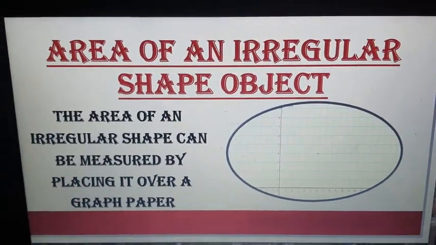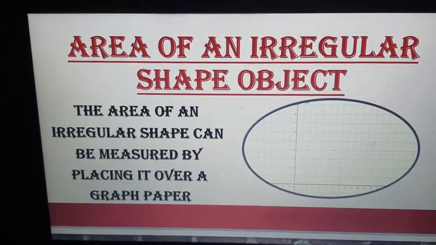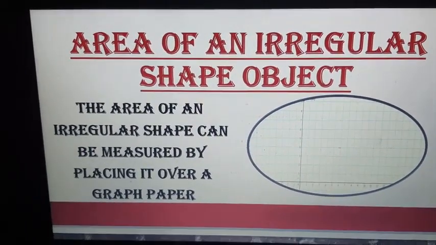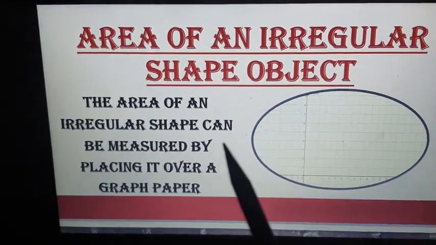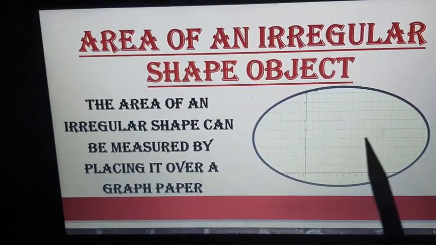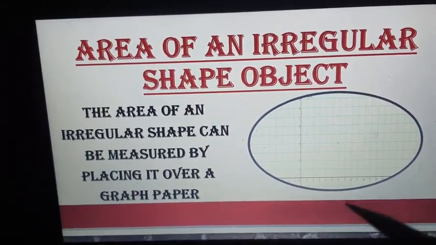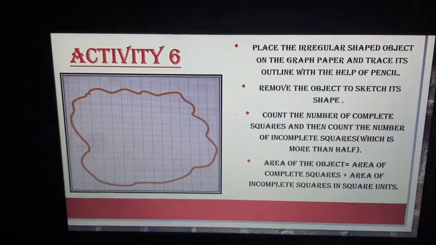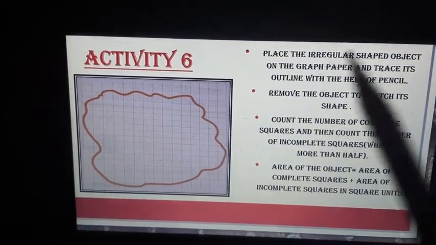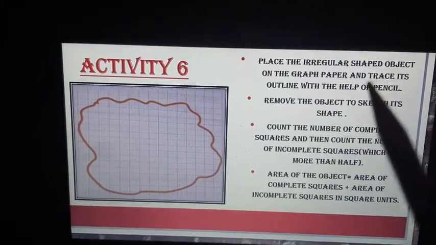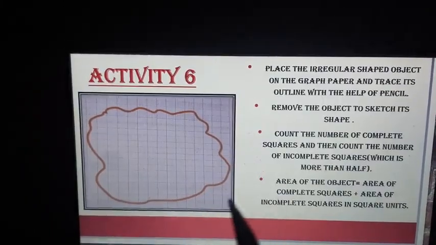Now the next topic in today's class is the area of an irregular shaped object. How do you find the area of an irregular shaped object? You are going to find it by using a graph paper. I've given an image of a graph paper over here. Let's see how. Now activity 6 that we are discussing: take a graph paper and the irregular shaped object, put it on the graph paper, and trace the outline.